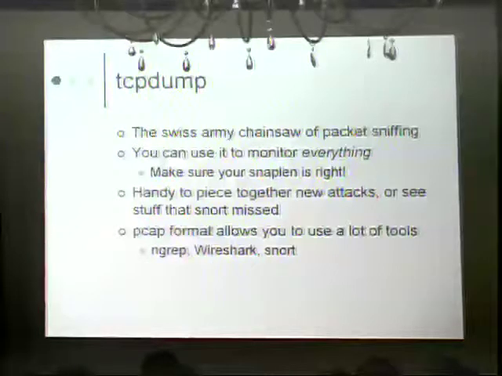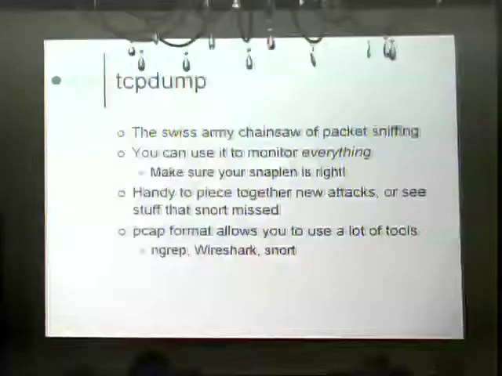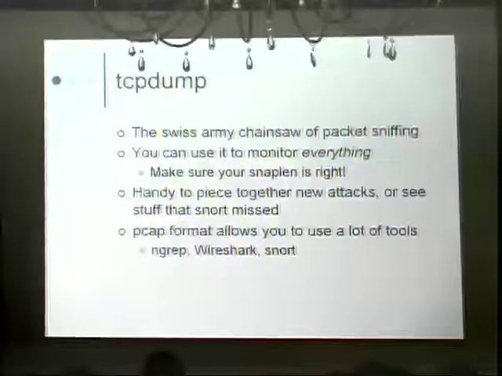I learned that the hard way, as you can tell. It's very handy to piece together new attacks or see stuff that Snort missed. Snort, like I said, is signature-based. It's not going to capture everything. So you want to have tcpdump capture everything that Snort is missing. If Snort doesn't have a signature yet for a zero-day exploit that just came out not even 3 hours ago, tcpdump will allow you to see what the heck's going on, and if someone at Snort is at the wheel, you can actually configure your own Snort rule for that.